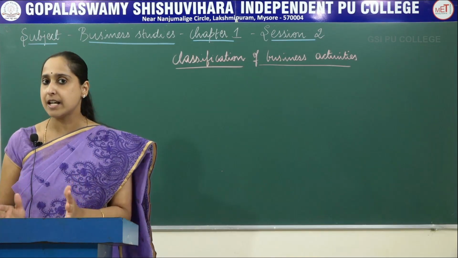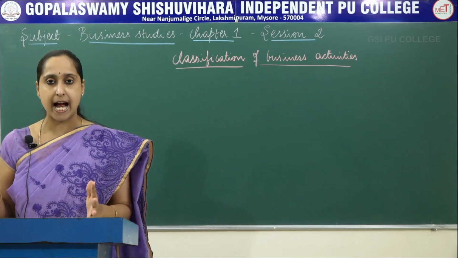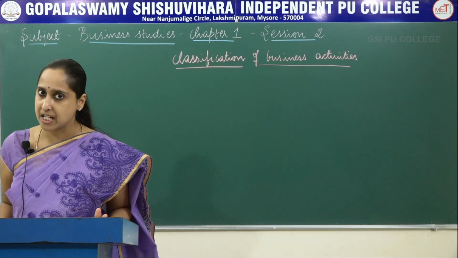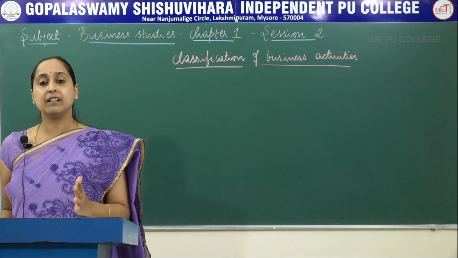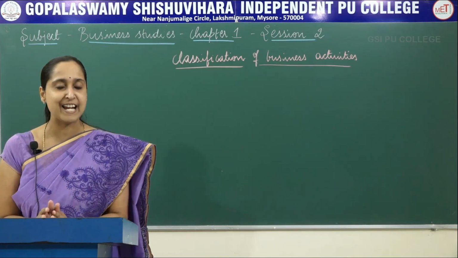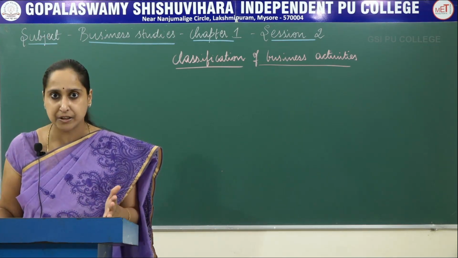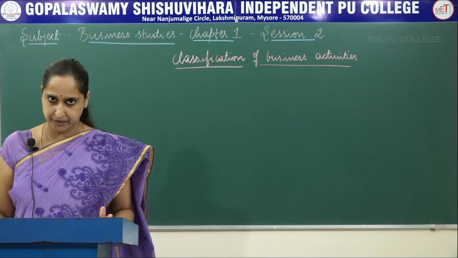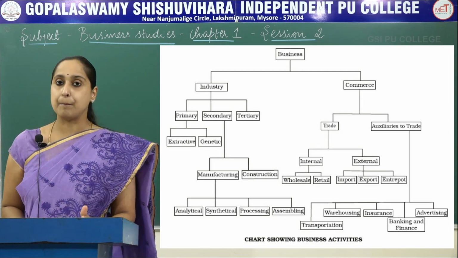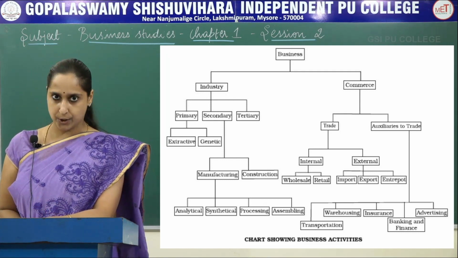So now let us see one by one the meaning of industry and commerce. Industry refers to economic activities which are connected with the conversion of resources into useful goods. ಏನೇನು ರಿಸೋರ್ಸಸ್ ಇರುತ್ತೆ ಅದನ್ನ ನಾವು ಯೂಸ್ಫುಲ್ ಗೂಡ್ಸ್ ಆಗಿ ನಾವು ಏನು ಕನ್ವರ್ಟ್ ಮಾಡ್ತೀವೋ ಅದನ್ನ ನಾವು ಇಂಡಸ್ಟ್ರಿ ಅಂತ ಕರಿತೀವಿ. So under industry there are three categories: primary industry, secondary industry and tertiary industry.